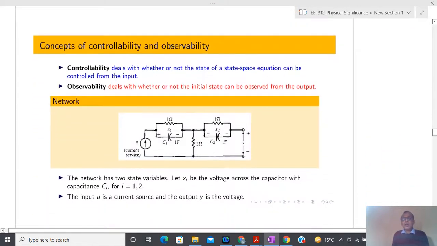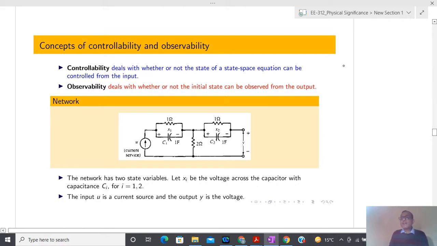Now let us come to the main idea of the application of subspace. One kind of notion, I hope most of you are already aware of this concept, those who have done a course on modern control engineering. Those who have taken this course as an open elective, for them this concept might be new. So one concept is the idea of controllability and observability. So what is the main theme of controllability?